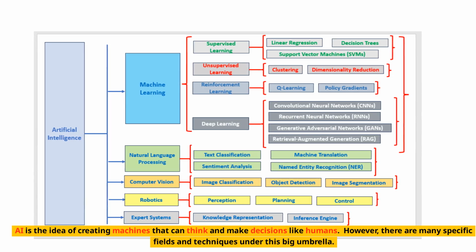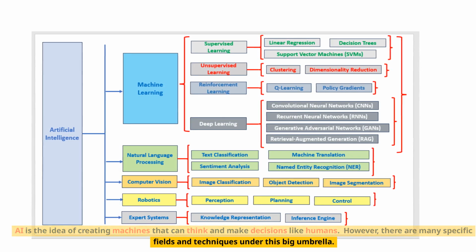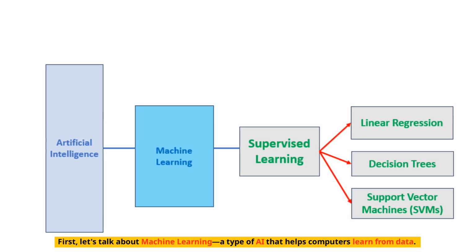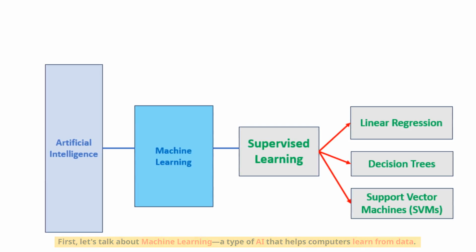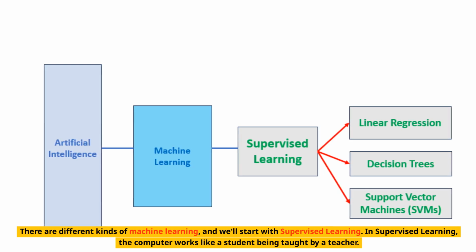AI is the idea of creating machines that can think and make decisions like humans. However, there are many specific fields and techniques under this big umbrella. First, let's talk about machine learning, a type of AI that helps computers learn from data. There are different kinds of machine learning, and we'll start with supervised learning.